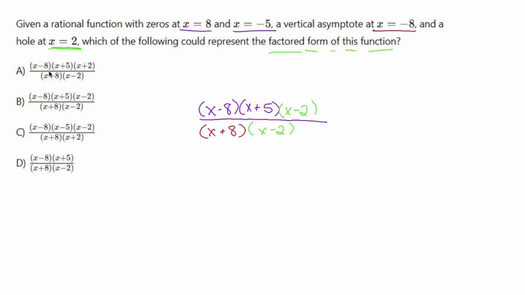So x minus 8, x plus 5, x plus 2, nope. X minus 8, x plus 5, x minus 2, check. X plus 8, x minus 2, check. B is going to be my guy. Now let's just double check the others. X minus 8, nope. X minus 5, nope. And then x minus 8, x plus 5, good, but we're missing the x minus 2 up here. So you're a nope, you're a nope, and you're a nope, and you're the yes. So B is going to be my answer.